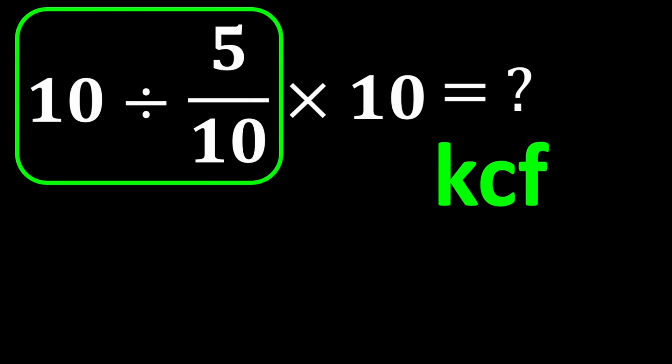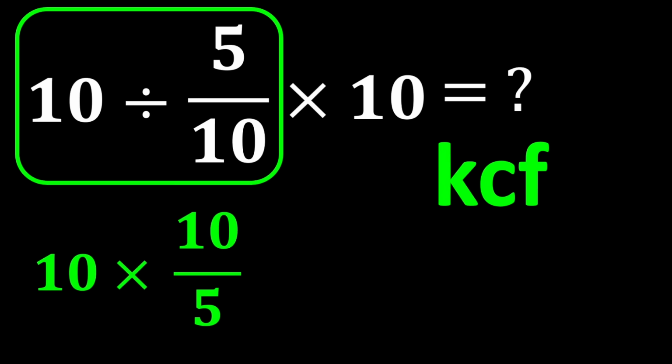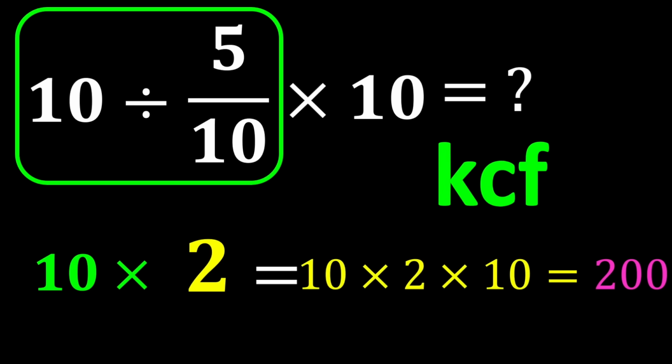To solve this part of the question, we use the KCF rule. K stands for keep, C stands for change, and F stands for flip. Here's how it works: keep the first number as it is, change the division sign to multiplication, flip the second number, take its reciprocal. According to the KCF rule, we keep 10 unchanged and change the division into multiplication. The 5 over 10 is inverted and becomes 10 over 5. 10 over 5 equals 2. So the expression becomes 10 multiplied by 2 multiplied by 10, and our final answer is 200.